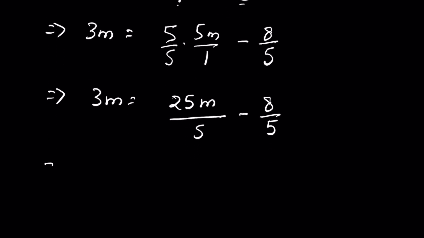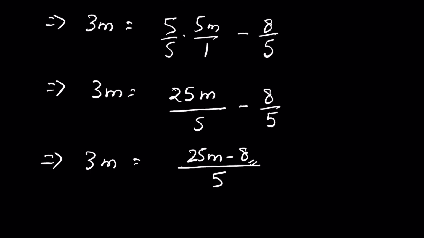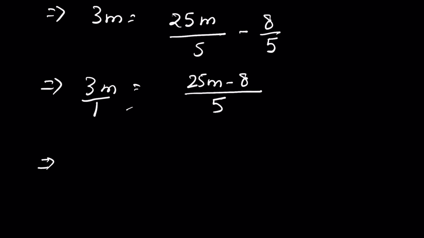Now they have a common denominator. So we cannot subtract them, but we can write them as an equation. Common denominator is 5, so we can write 25m minus 8. Now we cannot subtract 8 from 25m because they are of different families, but we can write them like an equation. Now this 3m, we can make it a fraction and like 1 as the denominator. Now we can cross multiply.